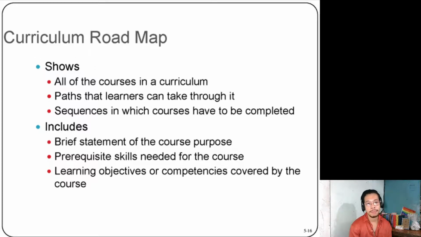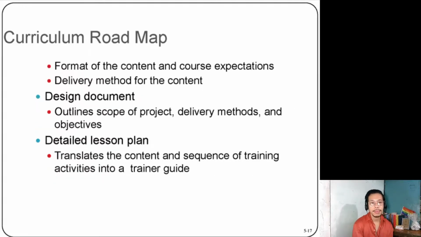Included here are the brief statement of the course purpose, the prerequisite skills needed for the course, and the learning objective or competency. So this is like an introduction to the course or to the program itself. So we have a design document. So this is the outline, scope of the project, delivery methods and objectives. So how are we going, for example, in the context of training and development, how is it going to be delivered? Is it going to be lecture type? Is it going to be outcomes based? So meaning it is based on the measurable and tangible learning of the students.